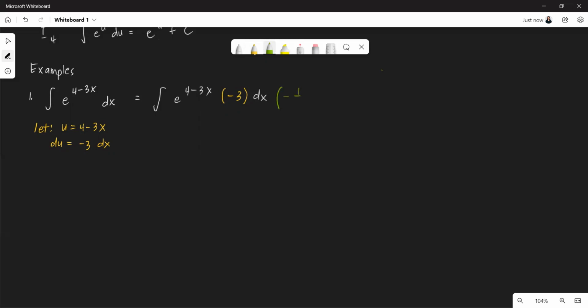So if we put a negative 1/3, the reciprocal of negative 3, it's as if you are just multiplying the given integrand with 1. Negative 3 times negative 1/3, or if you multiply two numbers that are the reciprocal of each other, you get 1 as the multiplier. So e raised to the power 4 minus 3x is still e raised to the power 4 minus 3x. This green here is what we call the neutralizing factor, or NF.